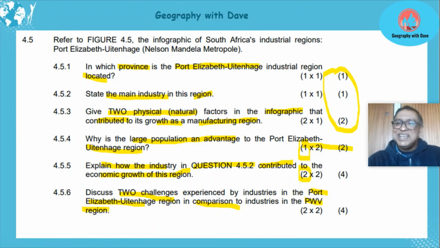Okay, learners. This then covers the 4 core areas with regards to our curriculum, with specific reference to those two, the PWV and the PE-Uitenhage core industrial regions.